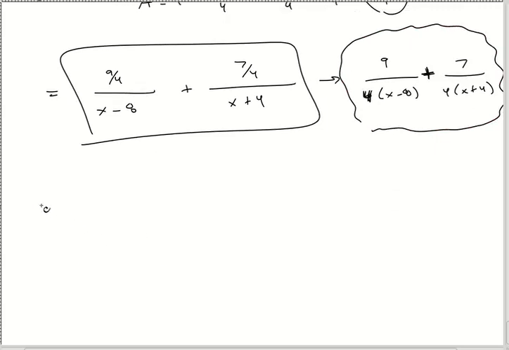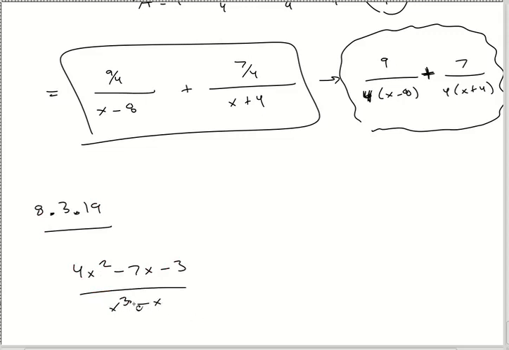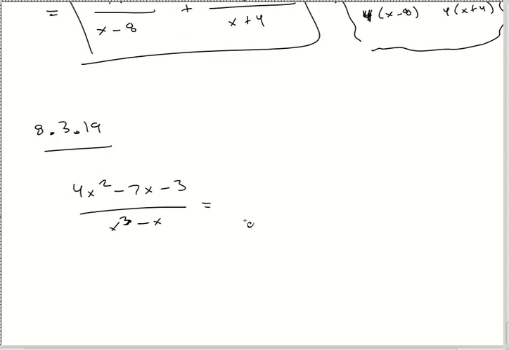Okay, keep going. 8, 3, 19. I got 4x squared minus 7x minus 3, all divided by x cubed minus x. That's a cube. That means 3 power. Go. Figure it out. Wow. I did a couple steps just to get down to what I needed.